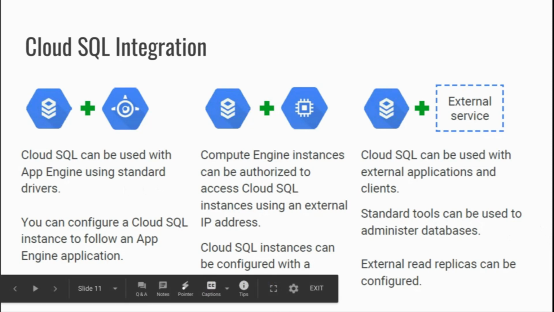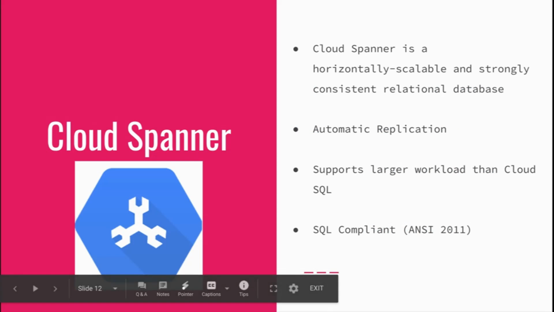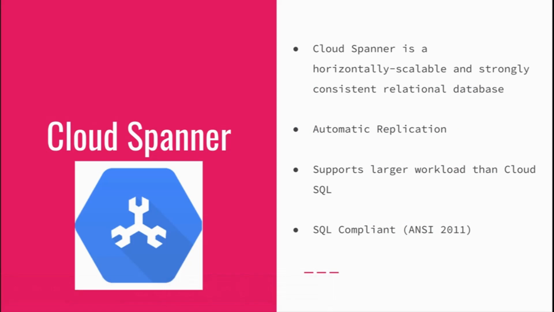Now, the next one is pretty similar to your Cloud SQL, but Cloud Spanner supports petabyte scale data, and it does not have the 30 terabyte limitation that Cloud SQL has, and it has all the features of Cloud SQL. If you remember, last time I said vertical scalability; this is more a horizontally scalable system. At the same time, it provides strong consistency as well, which is required for a relational database.